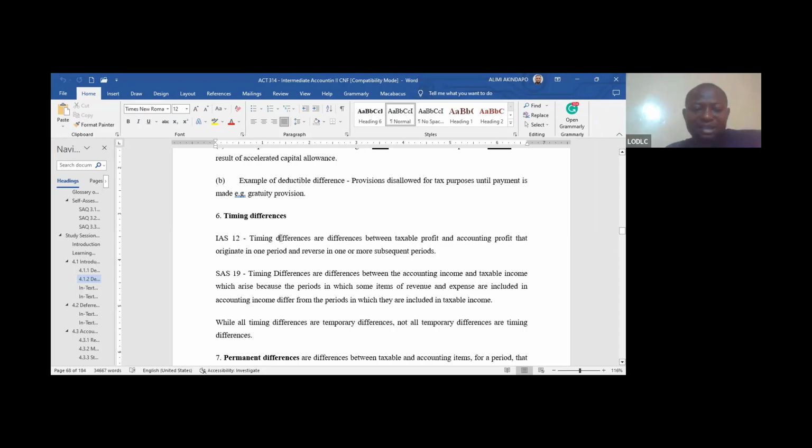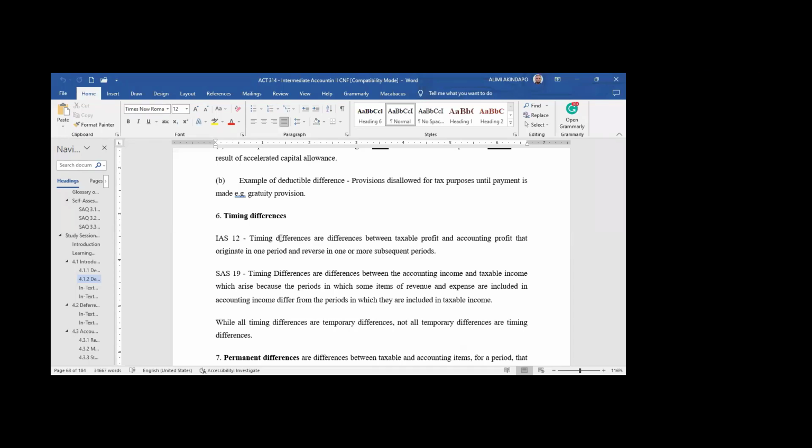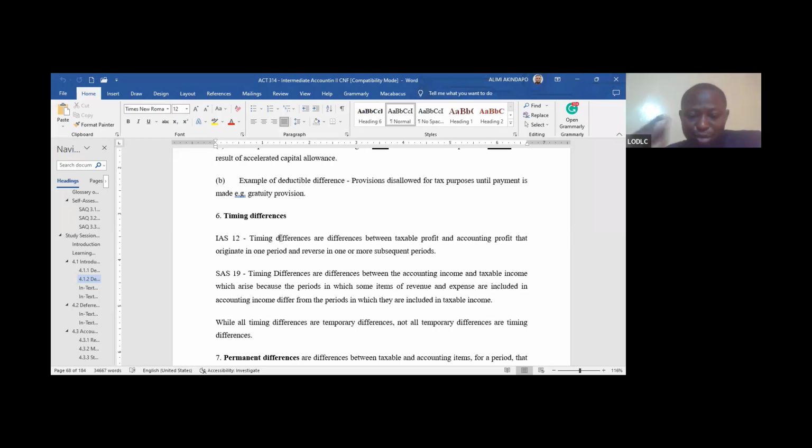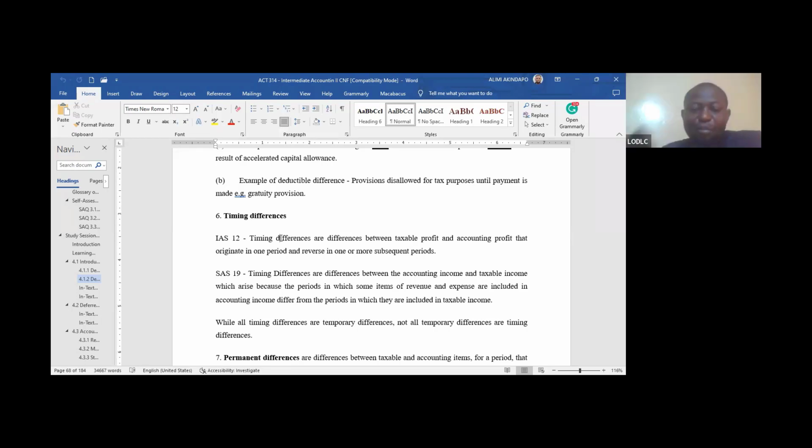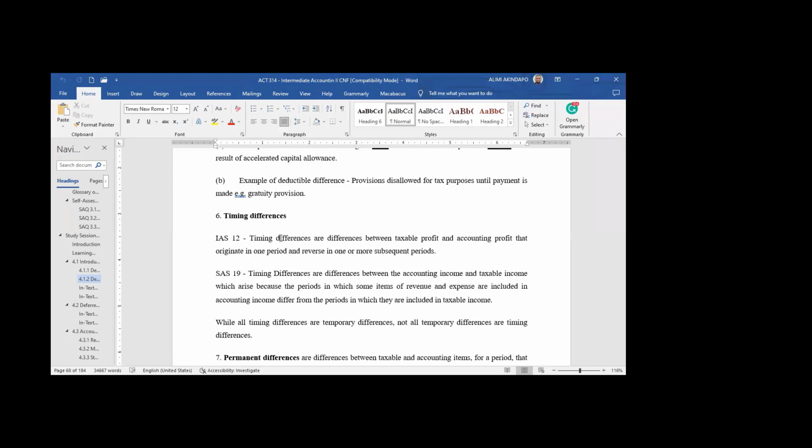So what we are saying here is all timing differences are temporary differences, but not all temporary differences are timing differences. So that is a very key word. All timing differences, that is any difference between taxable profit and accounting profit, are also known as what? Temporary differences. But not all temporary differences are timing differences.